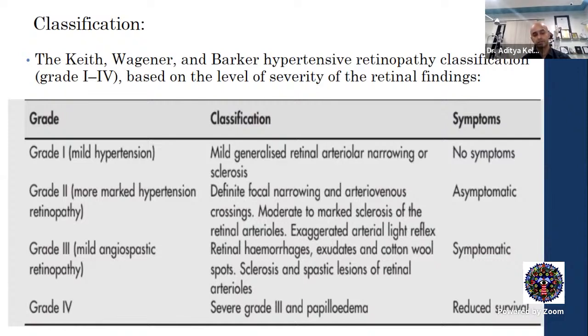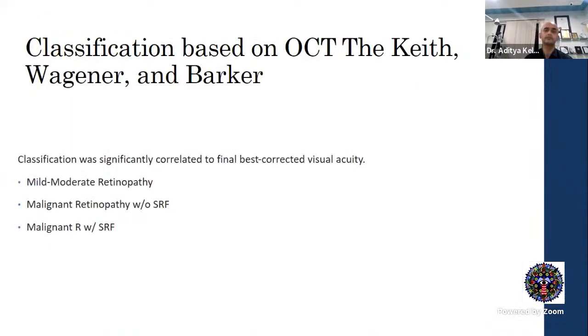Then comes the third stage, where you have, in addition to stage 1 and 2, retinal hemorrhages, exudates, cotton wool spots, sclerotic and spastic lesions of the retinal arterioles. And when it comes to stage 4, it is all the stage 3 signs plus the disc edema. And when it comes to stage 3 hypertensive retinopathy, generally patients will have some symptoms, systemic as well as ophthalmic sometimes. And stage 4 obviously is a very serious condition and needs immediate referral to a physician.